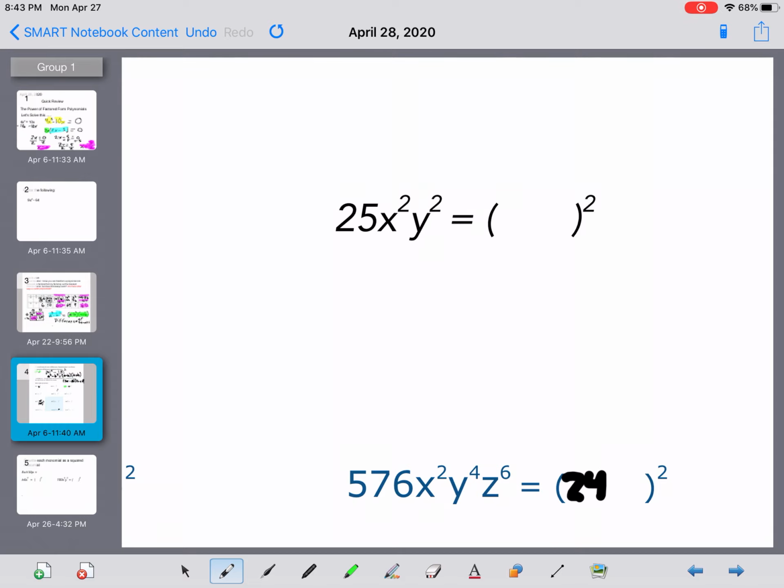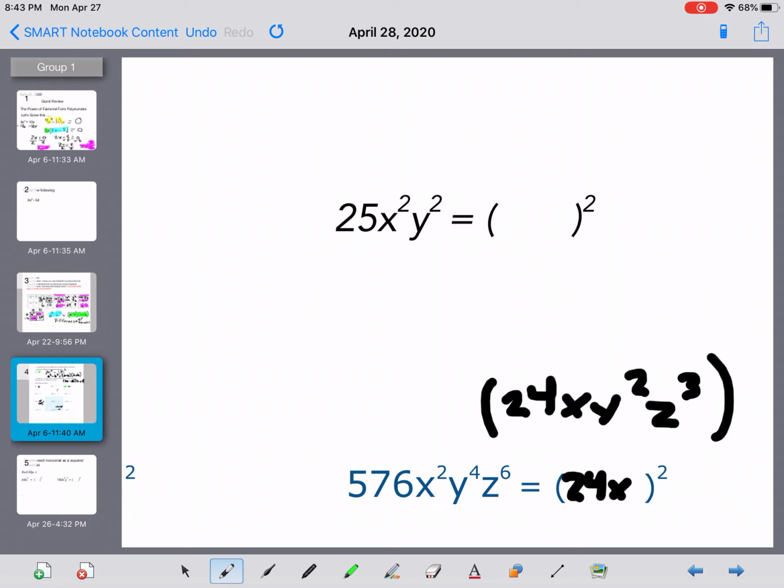Now, let's think about x to the 2nd power. What times itself will give me x to the 2nd power? It's just x. What times itself will give me y to the 4th power? Well, it's y to the 2nd power, because y to the 2nd times y to the 2nd, we just add the exponents. You know what? I'm going to write it above because we don't have space in there. So 24 x y to the 2nd power. And then z to the 6th power. What times itself will give us z to the 6th power? It's z to the 3rd. And that's all going to be squared.